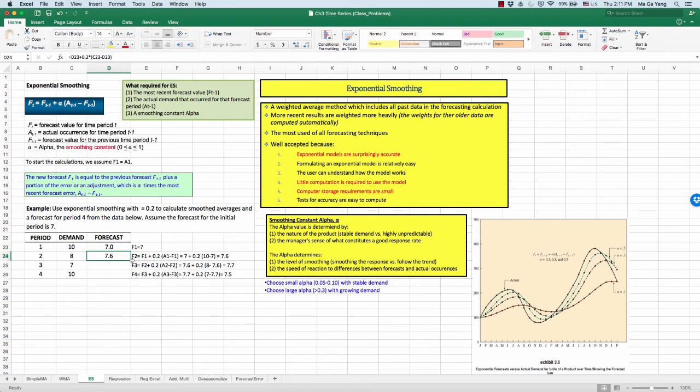Then you click and copy the formula, dragging it throughout the periods, and you can compare these results to when you calculate manually. The 7.6 is the forecasting value in week period 2. 7.5 is the forecasting value in period 4.